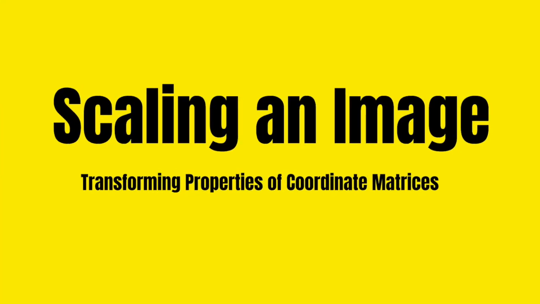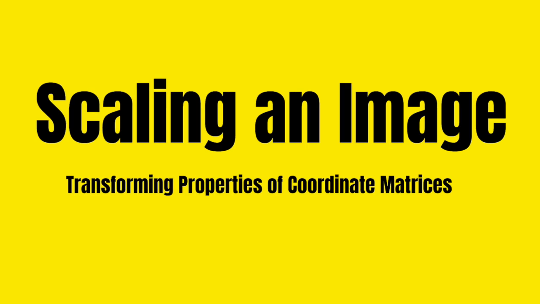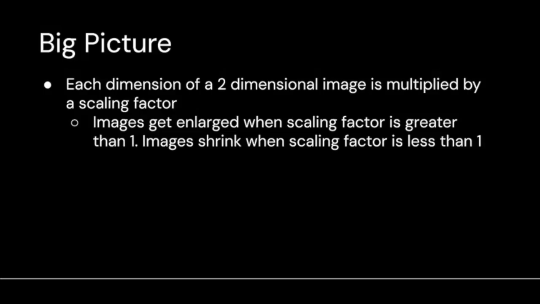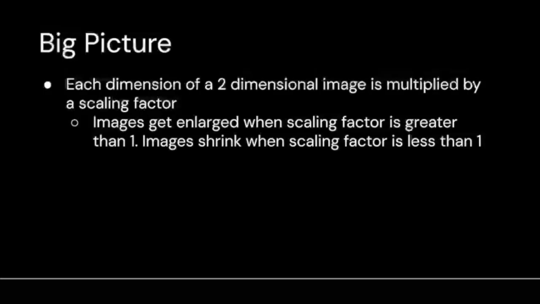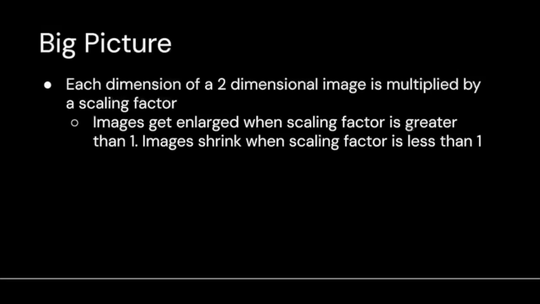Now let's move on to scaling an image and transforming properties of coordinate matrices. Each coordinate pixel can be multiplied by a scaling factor to scale an image. This process can involve multiplying an image matrix by a scalar value or a scaled version of the identity matrix.